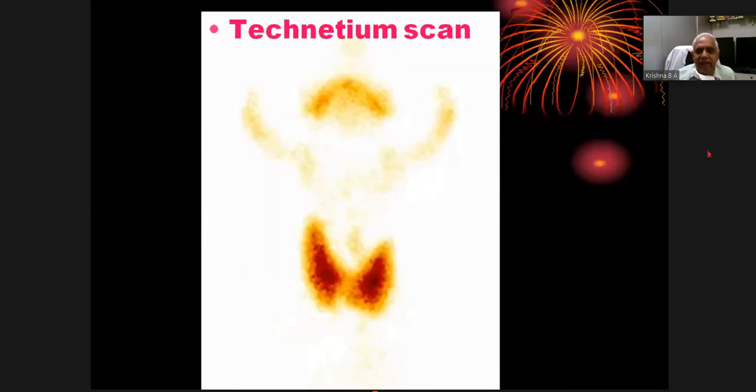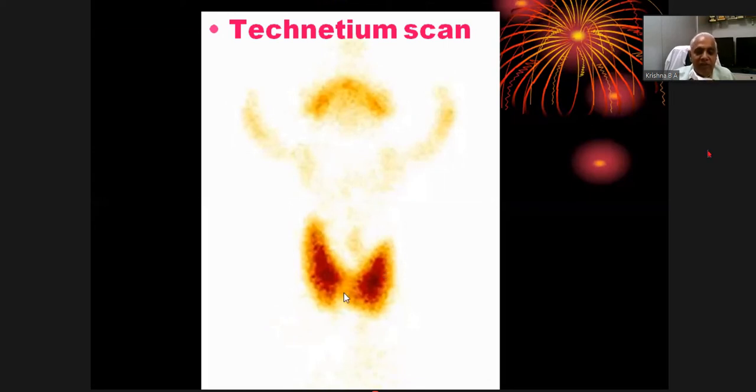This is the scan that you are seeing here, the technetium scan of the thyroid gland. What you see here is the two lobes of the thyroid nicely demonstrated. And what we look for in a thyroid scan when I report it and it comes back to you is the distribution pattern. Is it uniform? How are the lobes? Are the margins smooth? Normally the left lobe is slightly smaller than the right lobe.